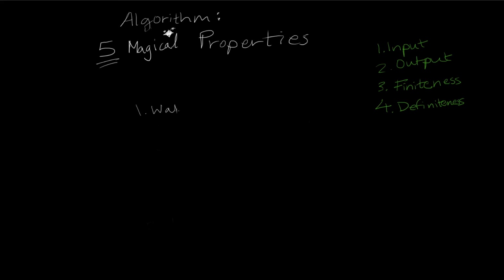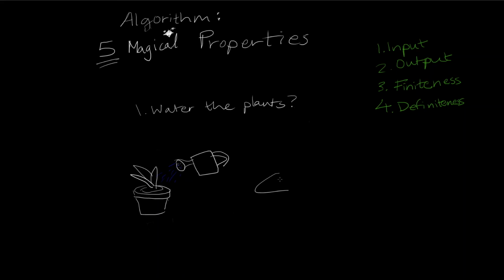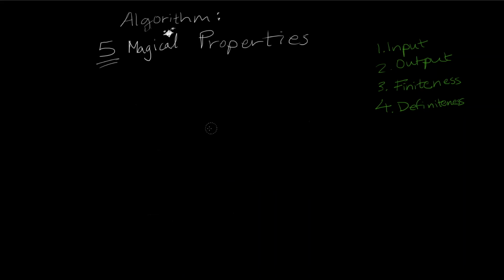Finally, there's one last aspect of algorithms that might sound silly but needs to be said. The algorithm should be effective. That means you can't be writing statements that have no purpose in the algorithm. Just like a recipe wouldn't say, water the plants in the middle of making spaghetti, everything you include in an algorithm has to have a good reason for being included.